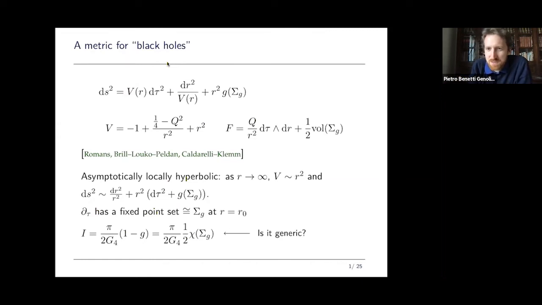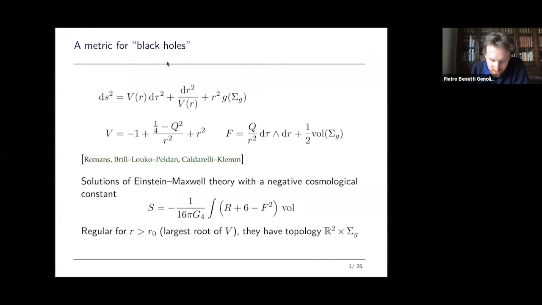And the norm is positive everywhere, apart from R equal to R0, where we closed off our space. So d tau is a fixed point set that is isomorphic to sigma G at R equal to R0. Okay? So now let's compute the action of this solution. When I say compute the action, I mean that we substitute into S the values of R and F for this solution, and I compute what it is.